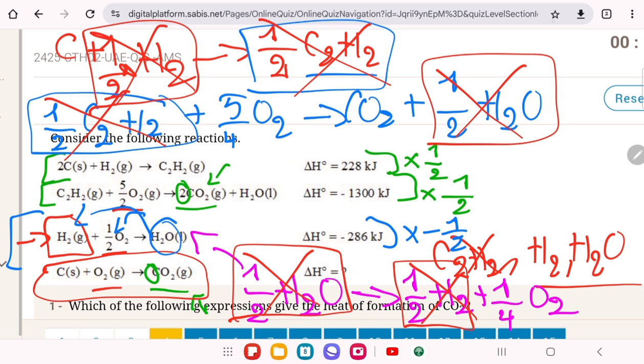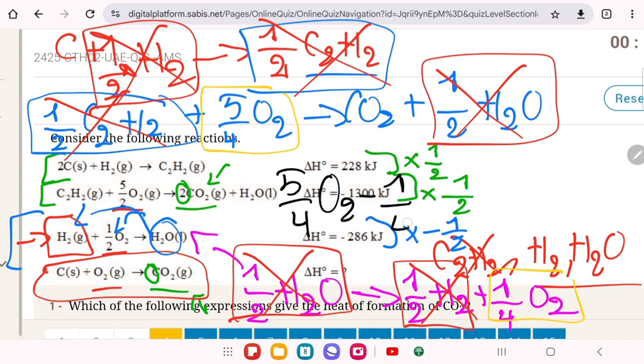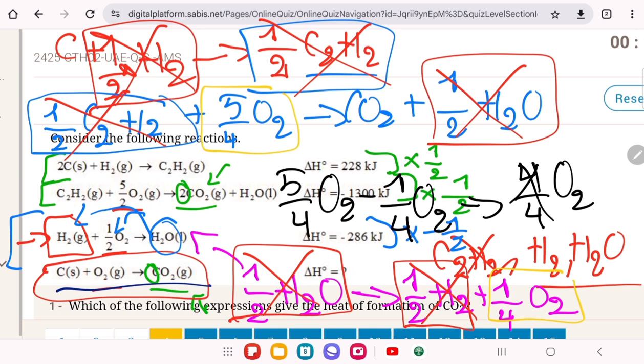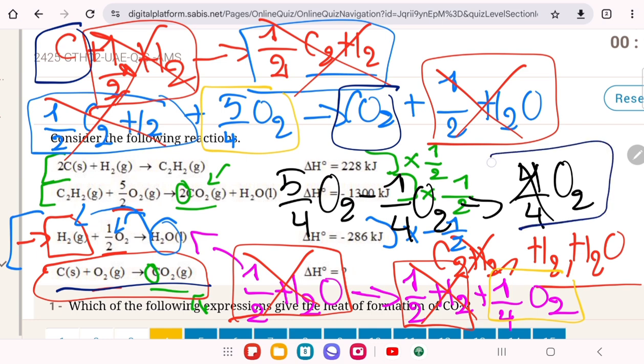This leaves us with what? With 5/4O2 in the products and 1/4O2 in the reactants. So let us subtract them. 5/4O2 minus 1/4O2 gives us 4/4O2, which is basically 1O2. So from all of this, which equation did we get? We got this equation, because if you look, we have 1C over here, we have 1CO2 over here, and we got the 1O2 over here.